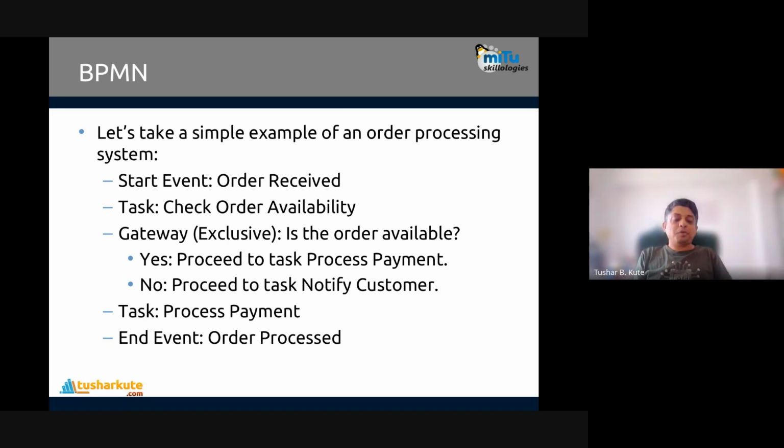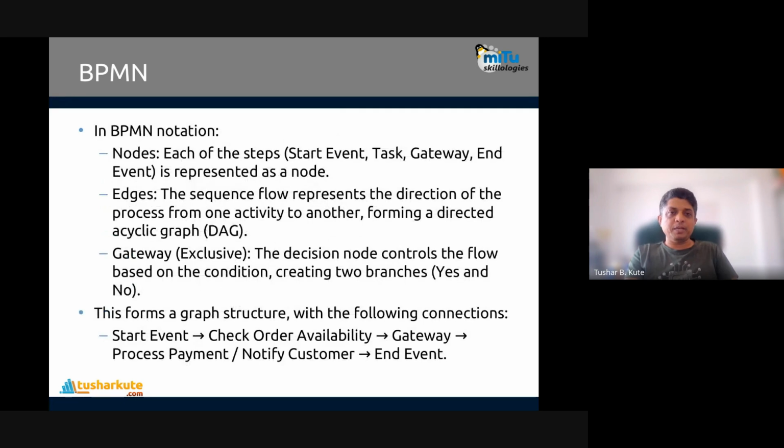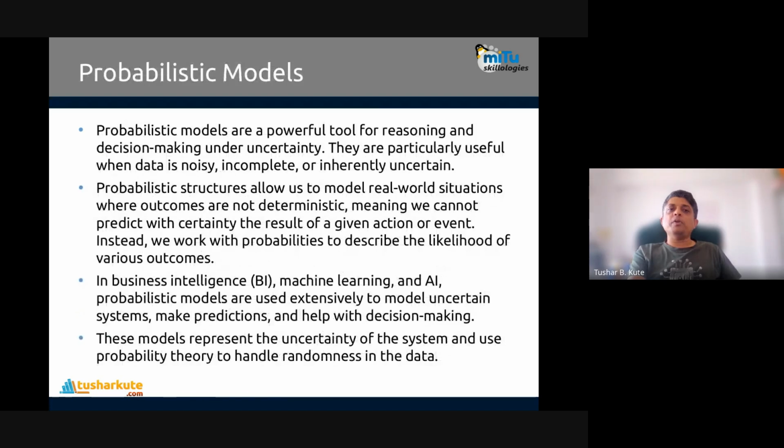It's a simple process which is being followed here in process management under the transactional methods, where BPMN is basically applied. Common notations are used: nodes, edges and gateways. There you see the flow I mentioned: start event, check order availability, then gateway, process the payment, notify customer and end the event. These are the common notations used.